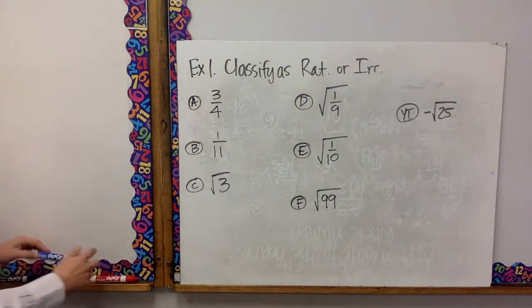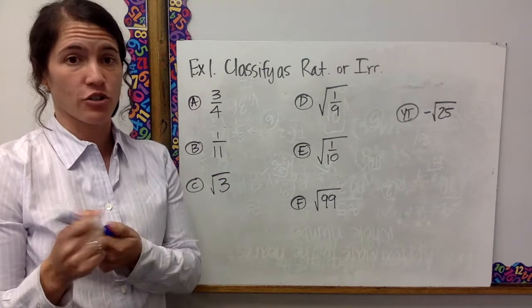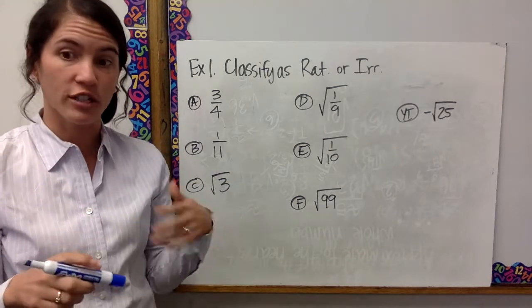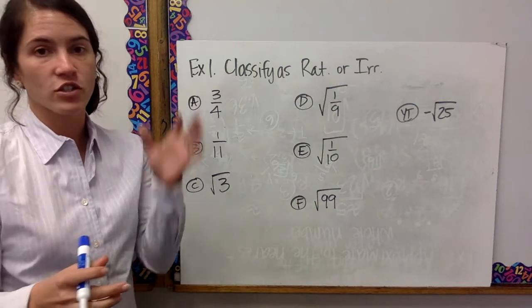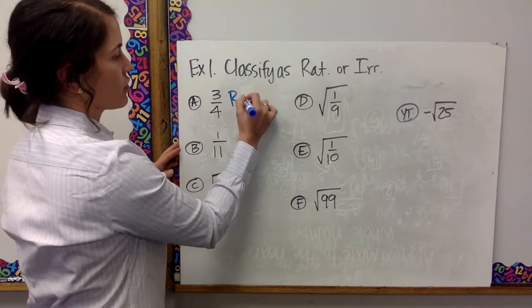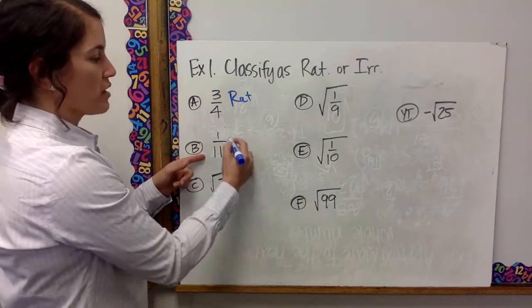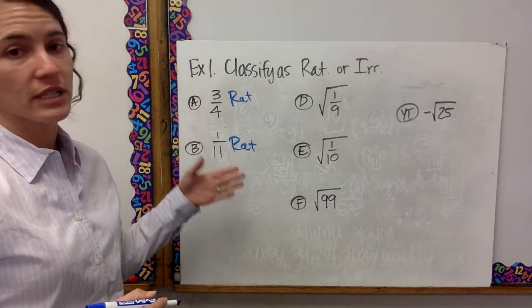All right, copy this down. Example number 1, classify as rational or irrational. So we're going to look at that chart that I just showed you, rational or irrational, and does it fall into the rational or irrational? So 3/4 is a fraction, so that would be rational. 1/11 is a fraction, so that would be rational. It's a fraction, but it's still rational.